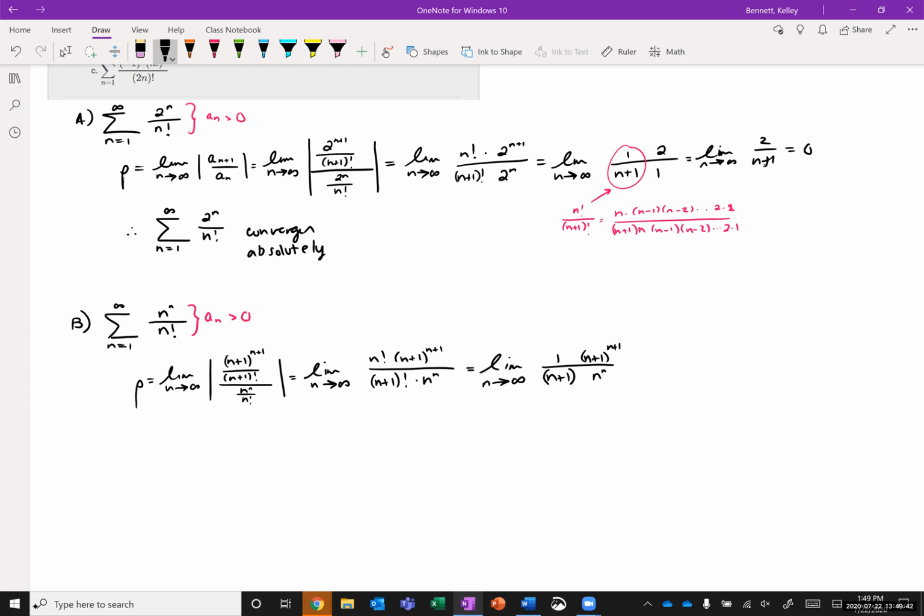But now I'm noticing that I can cancel out one of these n plus 1. So I get the limit as n goes to infinity of (n plus 1) to the n over n to the n, because one of those copies of n plus 1 cancels. And then I can go further and say that they're both raised to the same power. So this is (n plus 1 over n) to the nth power. And then I'm going to rewrite this as something that may be more familiar to everyone.